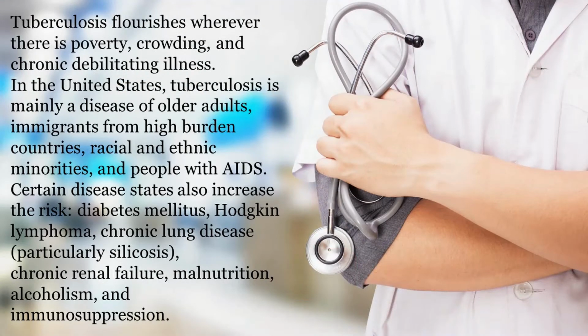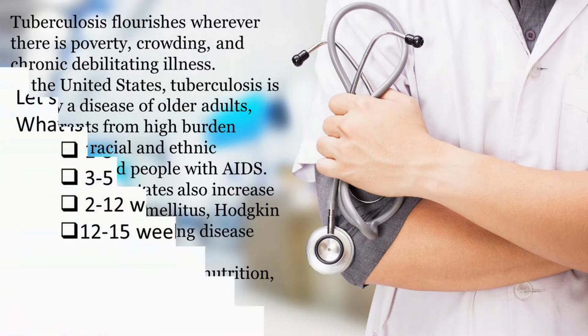Tuberculosis flourishes wherever there is poverty, crowding, and chronic debilitating illness. In the United States, tuberculosis is mainly a disease of older adults, immigrants from high-burden countries, racial and ethnic minorities, and people with AIDS. Certain disease states also increase the risk: diabetes mellitus, Hodgkin lymphoma, chronic lung disease, particularly silicosis, chronic renal failure, malnutrition, alcoholism, and immunosuppression.